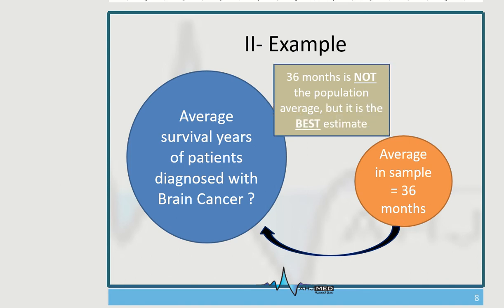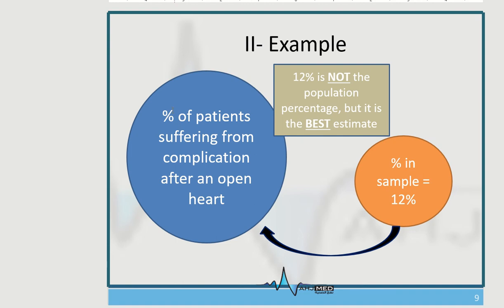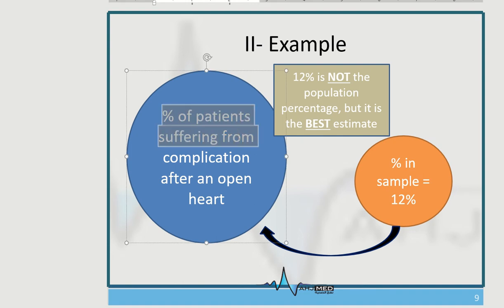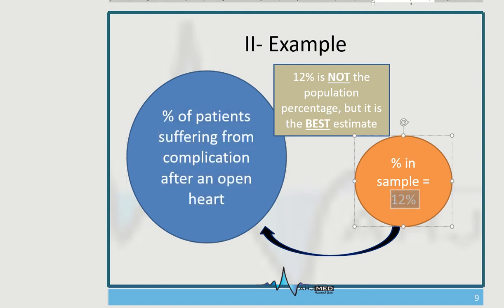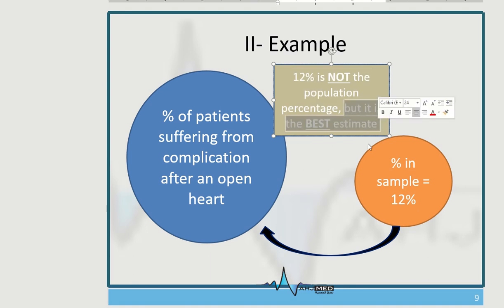Okay, let's look at another example: the percent of patients suffering from complications after open heart surgery. That's in a population. For me to answer that question, I would have to take all the patients that ever had open heart surgery and look at how many had complications. Again, this is not feasible. So what I do is get a sample, and let's say in my sample I observed 12% complications. This 12% is not the population percentage, but it's the best estimate.